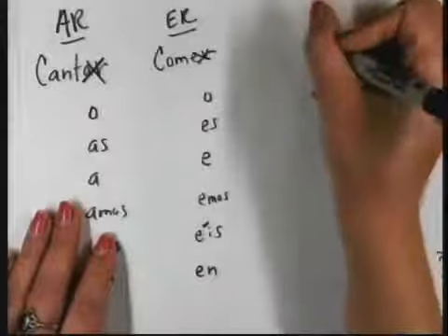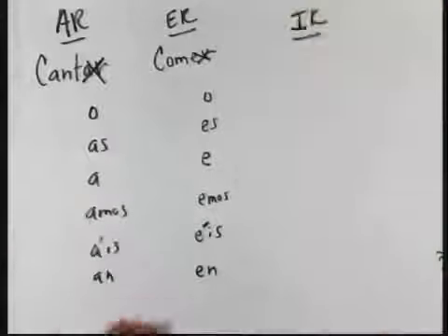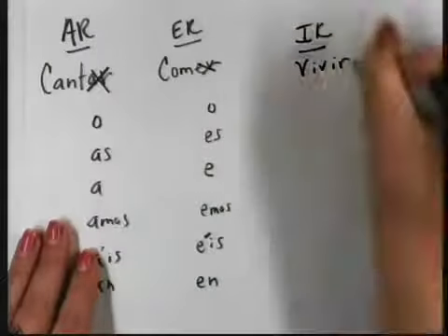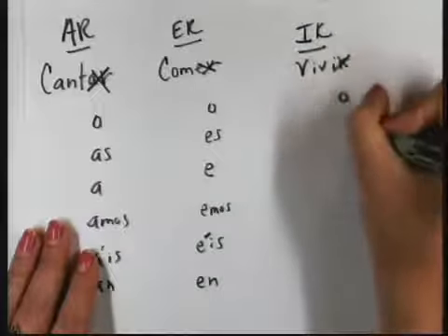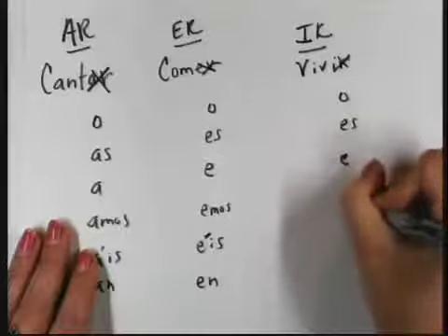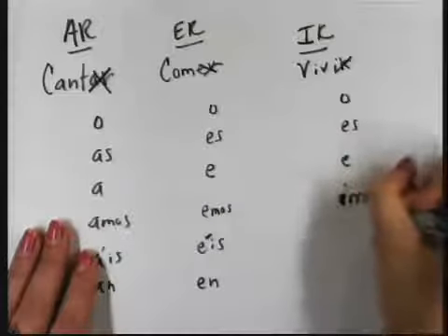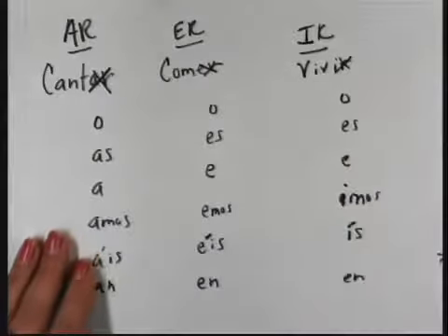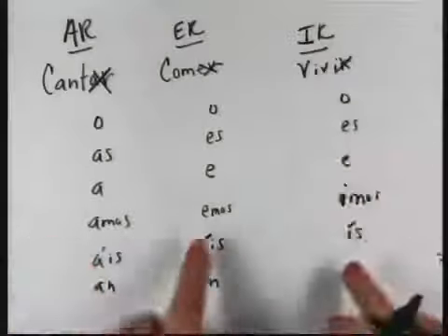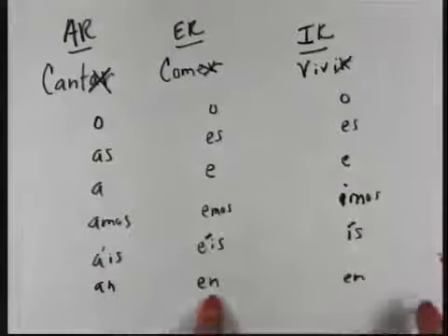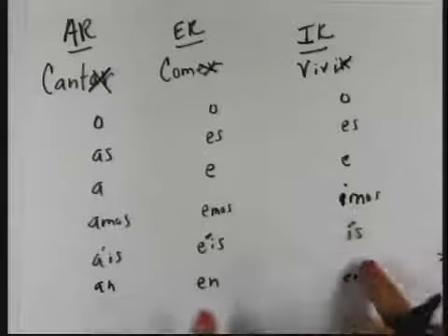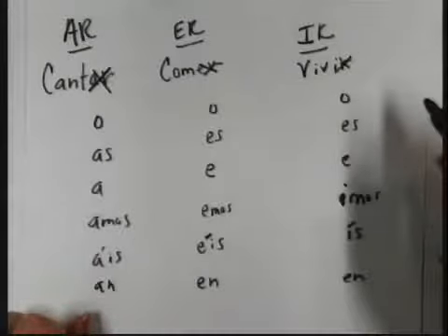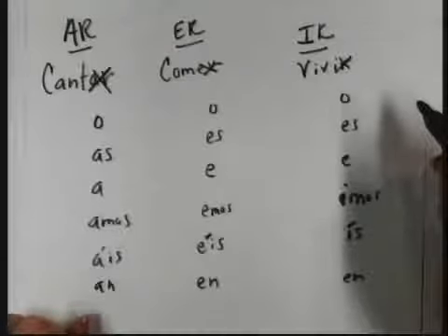Now we have the IR verbs. Let's do vivir. A very important word, to live, vivir. Take off the IR and you have o, es, e, imos, ís, en. This is an I here, imos. Okay, so you notice that the ER and the IR are the same except for emos, imos, éis, ís. So just the nosotros and the vosotros are different. Repite, vivo, vives, vive, vivimos, vivís, viven.